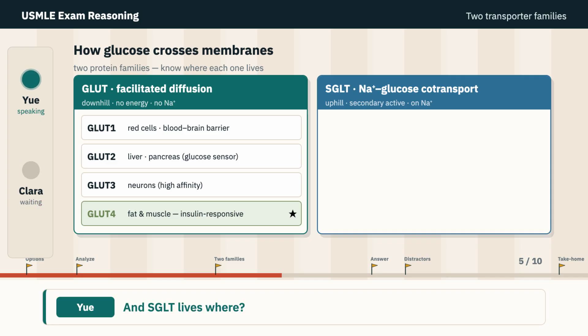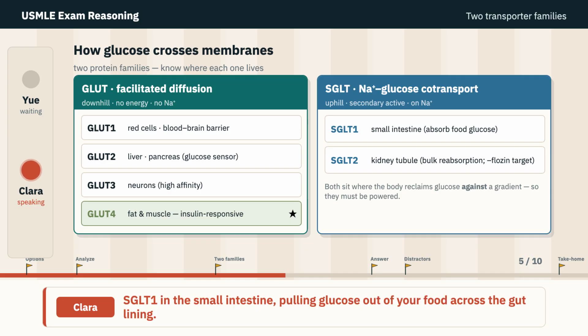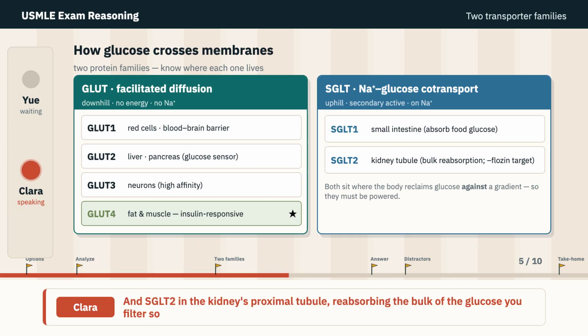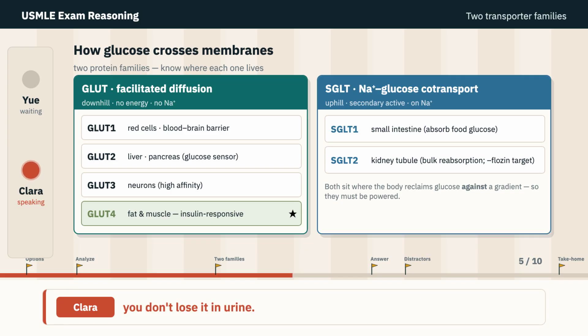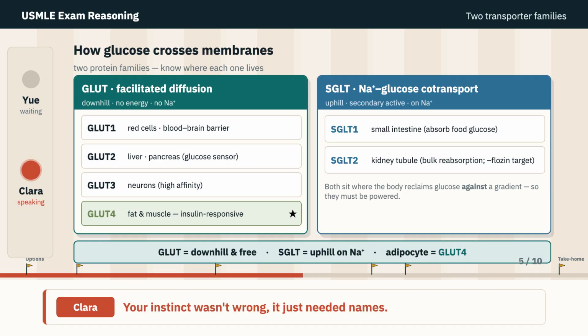And SGLT lives where? Exactly the two places your body must claw glucose back against a gradient. SGLT1 in the small intestine, pulling glucose out of your food across the gut lining, and SGLT2 in the kidney's proximal tubule, reabsorbing the bulk of the glucose you filter so you don't lose it in urine. That's the target the Flozin diabetes drugs block on purpose. Uphill work, so it has to be powered. So the active transport in the intestine I was half remembering is SGLT1. That's it. Your instinct wasn't wrong, it just needed names. Two families, GLUT, downhill and free, SGLT, uphill and powered by sodium.